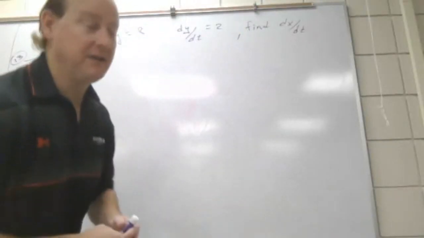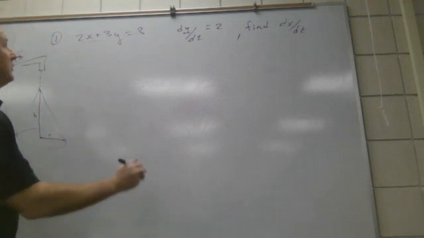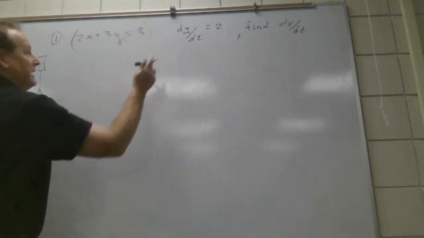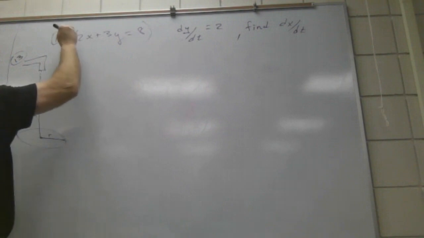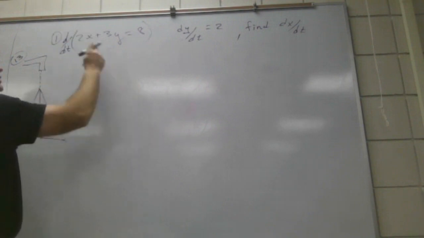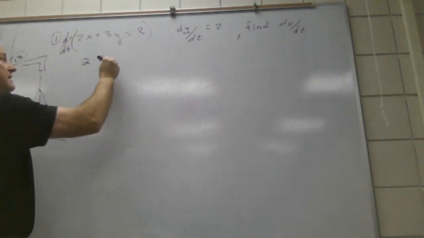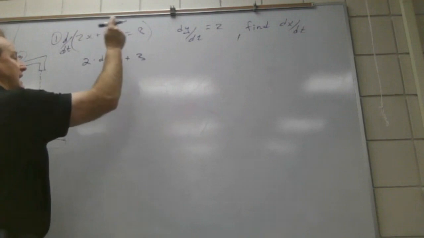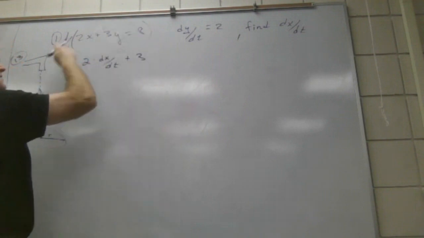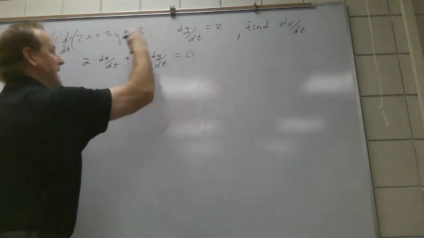All right, welcome back. So what we're going to do here, this is number one. We're finding dx/dt. We have to take the derivative of this with respect to t. So it's 2, but then that was an x, so I have to attach a dx/dt, plus 3. The derivative of 3y is 3, but I have to attach a dy/dt. And then that equals the derivative of a constant, 0, right?